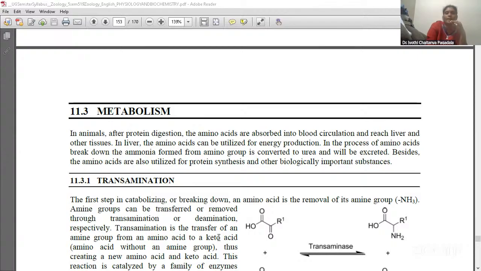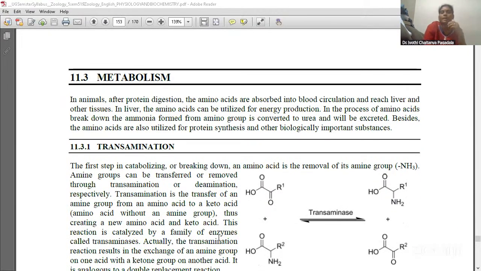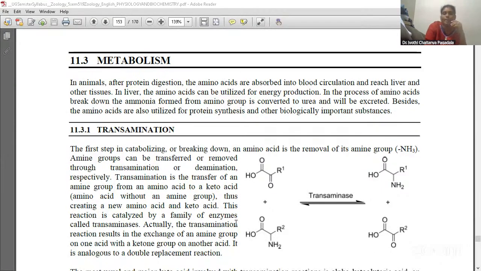So here the amino group is removed from the amino acid and transferred to a keto group. So the amino acid without the amino group thus creates a new amino acid and a keto acid. Here the keto group is C double bond O, keto acid. This reaction is catalyzed by the family of enzymes called transaminases. So the property of transaminases is removal of the amine group.